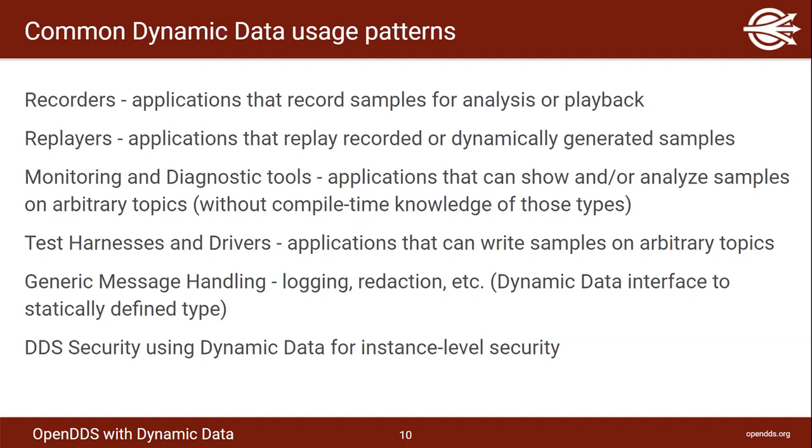Finally, with the dynamic data API, you can do generic message handling. For instance, even if you're using static readers and writers, it may be advantageous to interact with that sample through the dynamic data interface for something like logging or redaction. You could take all of the samples that you received and log them through a common interface that knows how to serialize those to, say, JSON for logging purposes. Or maybe you have sensitive information like a password in your sample. You can pass that through a generic filter that knows how to look for fields named password and redact that information.